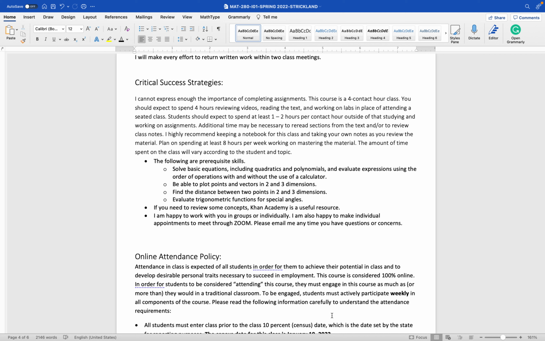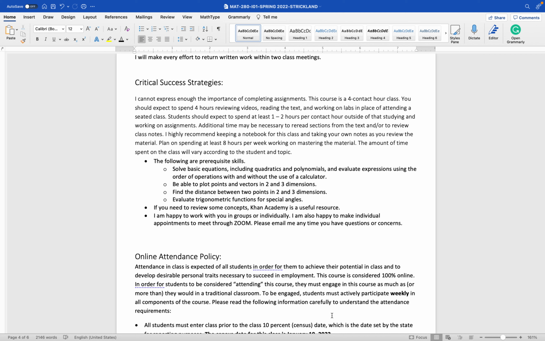Additional time may be necessary to reread sections from the text and/or to review class notes. I highly recommend keeping a notebook for this class and taking your own notes as you review the material. Plan on spending at least 8 hours per week working on mastering the material. The amount of time spent on any given day will vary according to the student and topic.